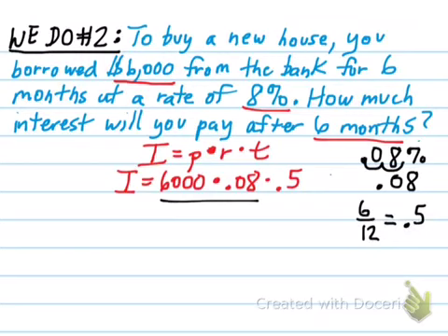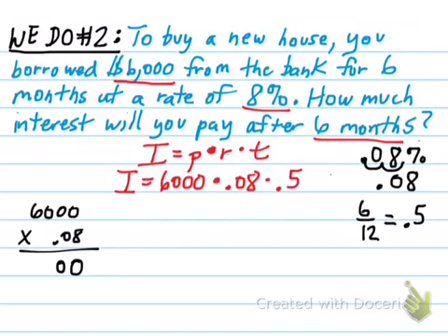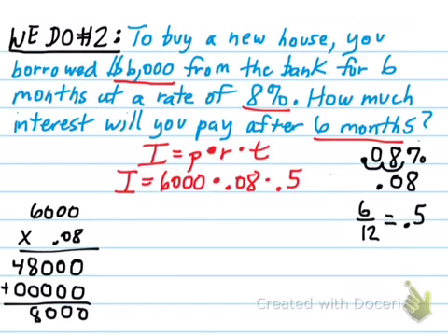So let's start by multiplying 6,000 times 8 hundredths. 8 times 0 is 0, 8 times 0 is 0, 8 times 0 is 0, 8 times 6 is 48, add my placeholder, and then 0 times 0 is 0, 0, 0, and then 0. Then we add, and then our decimal point goes back 2 places since there's 2 digits behind the decimal point, so 1, 2. And the number we're going to be using is 480.